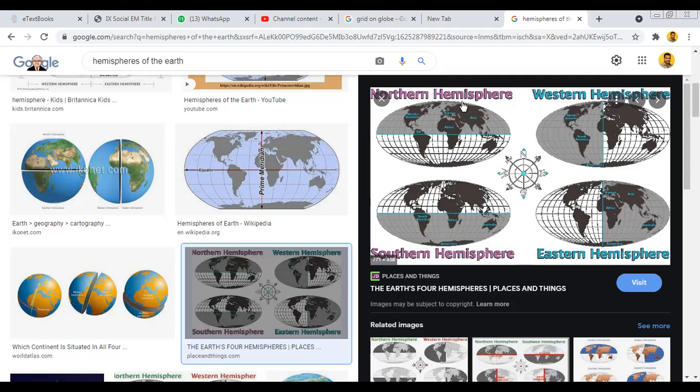Total 180 latitudes are there, from north to south. These 180 latitudes are divided into 2 groups: 90 north latitudes and 90 south latitudes, based on the equator. North side of the equator, south side of the equator. So 90 are designated with N, north side, and another 90 shown with S. Those are located on the south side of the equator.